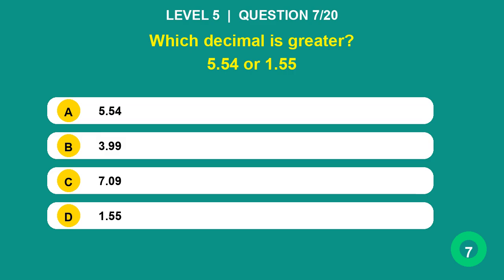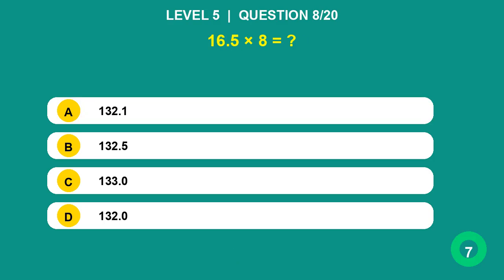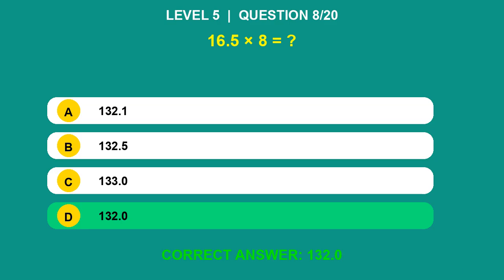Question 7. Which decimal is greater? 5.54 or 1.55? The correct answer is 5.54. Question 8. 16.5 times 8 equals? The correct answer is 132.0.